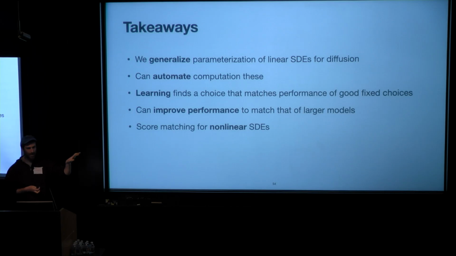Improve performance in generative modeling to match that of larger models, and also allow us to do score matching for nonlinear SDEs. A lot of the applications we saw here are somewhat toy, but I hope this last part can enable people to study interesting new systems with score matching, as an alternative to what you would otherwise have to do, which is numerically solve the Fokker-Planck equation to study time-varying densities. Yeah, thanks.